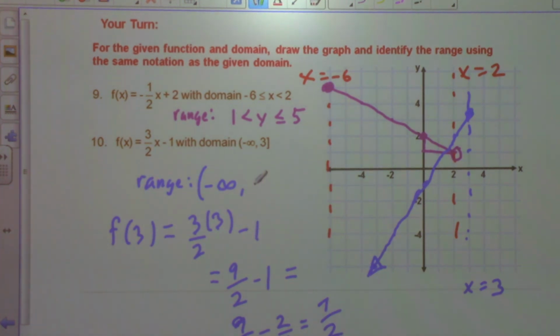And so here we go, right? So 7 halves, bracket or parentheses? Bracket. So there we have both of these things graphed, the same place. All right? Questions on those? Okay. Let's see if we want to do one more.